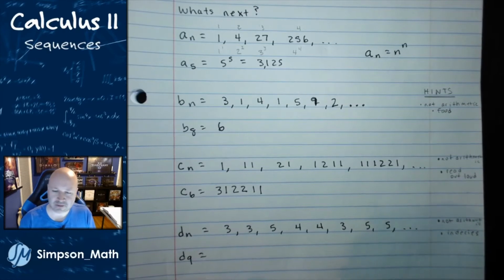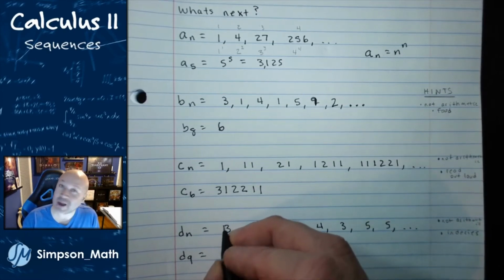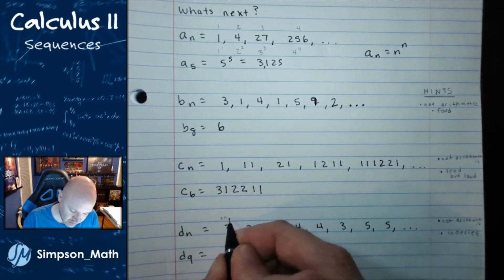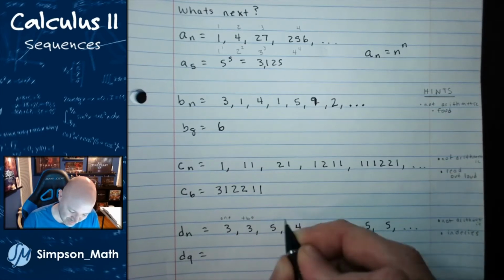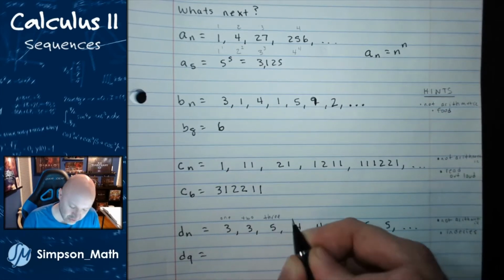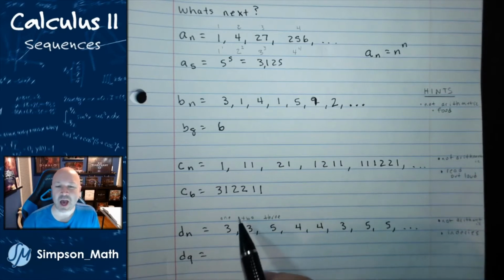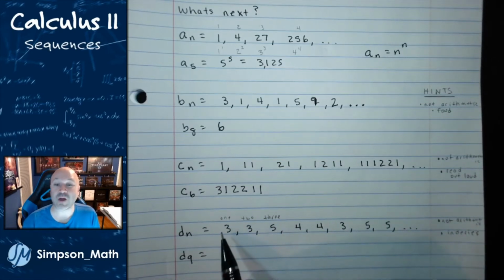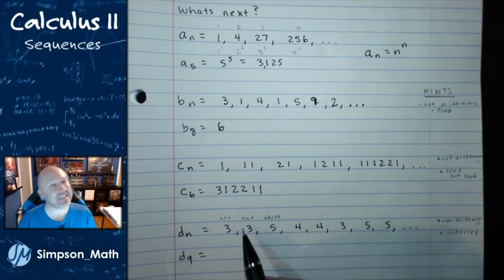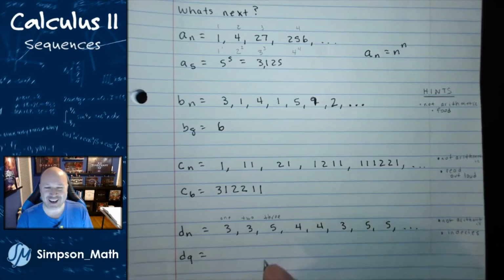But I do have a hint of the indices. So I'm going to write out the indices. This is 1, 2, 3. Maybe you're catching on. I'm not writing 1, 2, 3. I'm writing the words 1, 2, 3. And that's the number of letters in the English language accordingly.